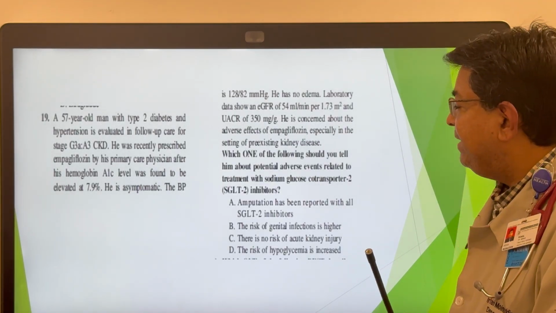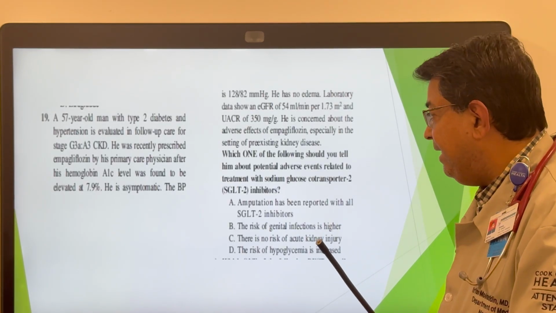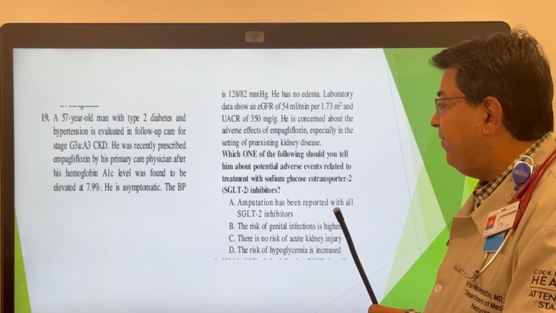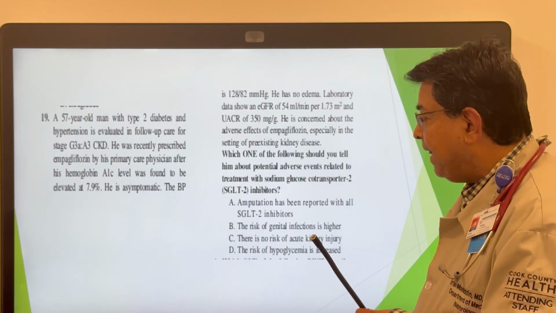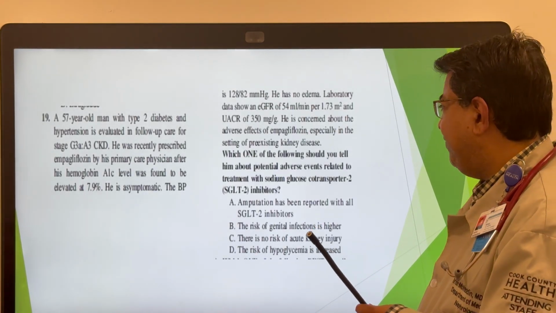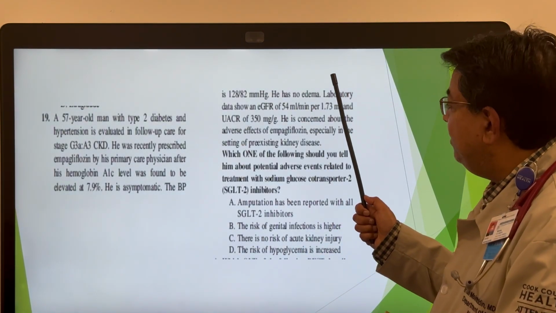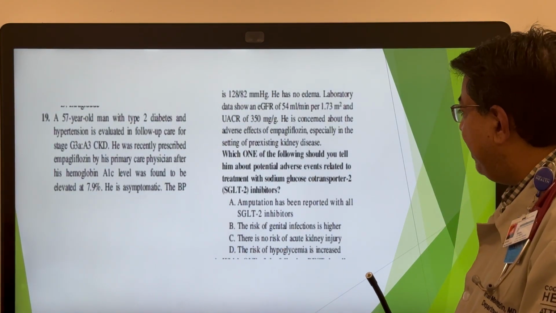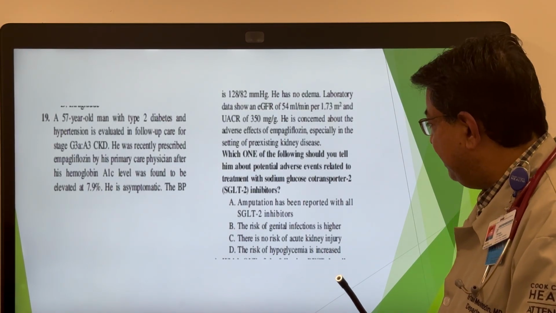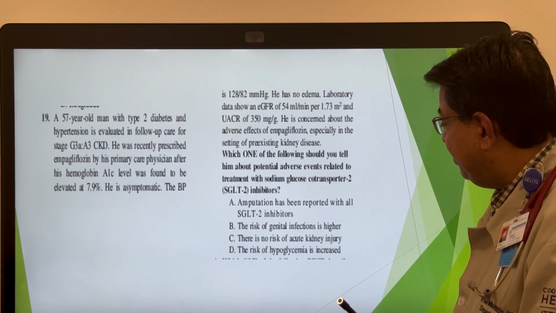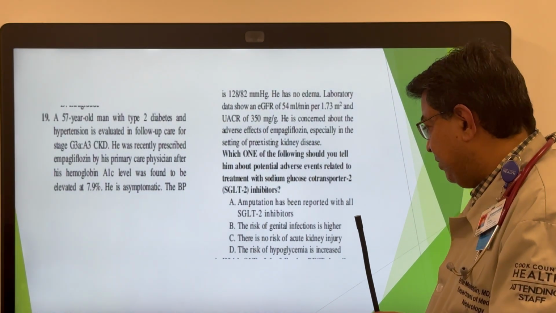A 57-year-old man with type 2 diabetes and hypertension is evaluated in follow-up care for stage 3A, A3 CKD. He was recently prescribed empagliflozin by his primary care physician after his A1C level was found to be 7.9. He's asymptomatic. The blood pressure is 128/82. He has no edema. Laboratory data shows GFR 54, urine albumin to creatinine ratio of 350 milligram per gram. He's concerned about the adverse effects of empagliflozin, especially in the setting of pre-existing kidney disease. Which one of the following should you tell him about potential adverse events related to treatment with SGLT2 inhibitors?